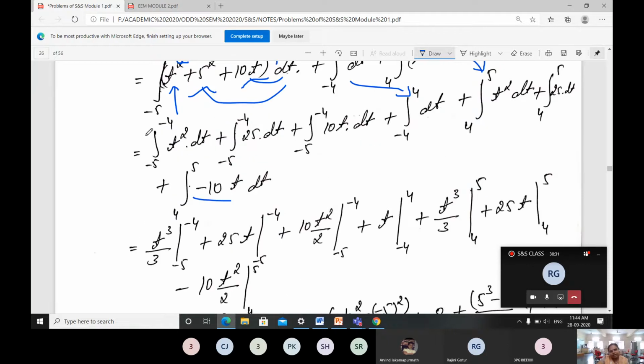Next, what you have to do? Then you go for integration one by one. Integration of t square is t cube divided by 3.